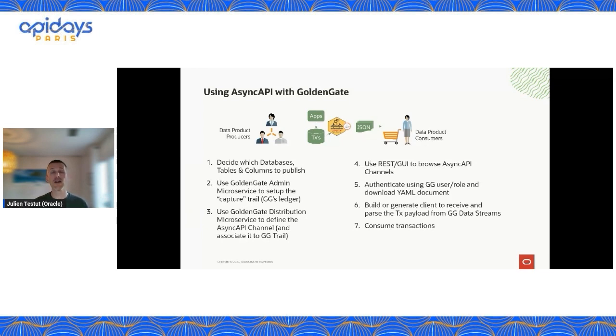They can browse through REST or through our graphical user interface, the different channels that we publish. They can authenticate, get the YAML document, generate code from the YAML document using the code generators written by the community. And then they can implement how they want to parse the transactions, and then they can consume those transactions. So let's take a look at some of those steps. And let me show you the user interface a little bit.